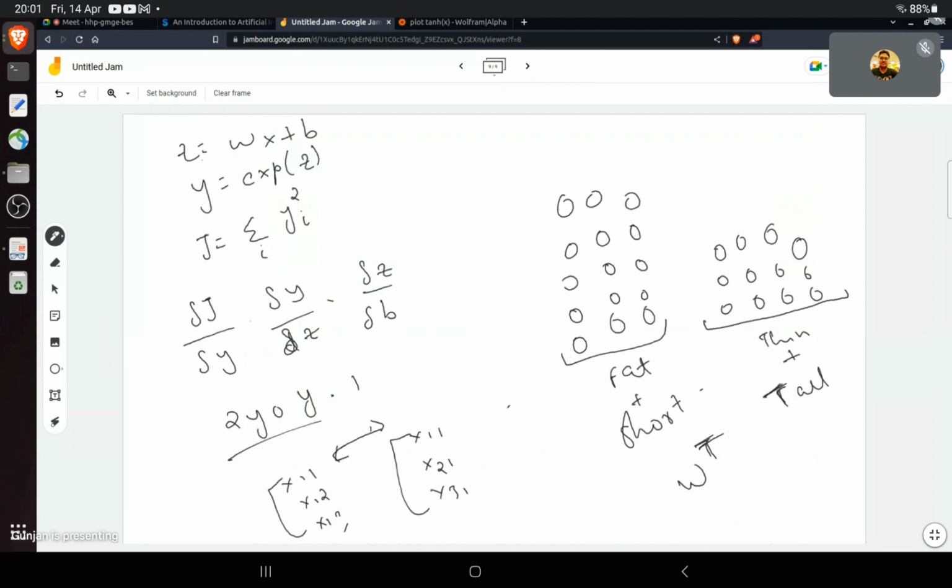No, the transpose will get flattened out. What I'm saying is it will be row-wise or column-wise. Okay, I got it. Yeah, these are transposes.